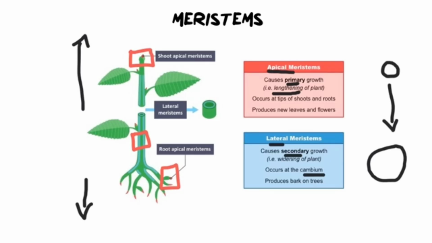The second thing it also does is it provides bark on trees. And that does make sense because every time you get a little bit wider, like the width of your stem increases, you're going to have to add on a new layer of bark.